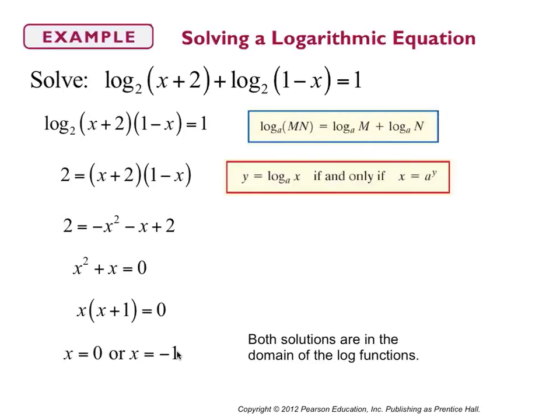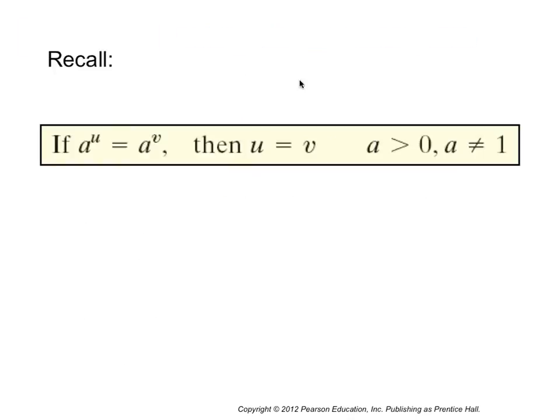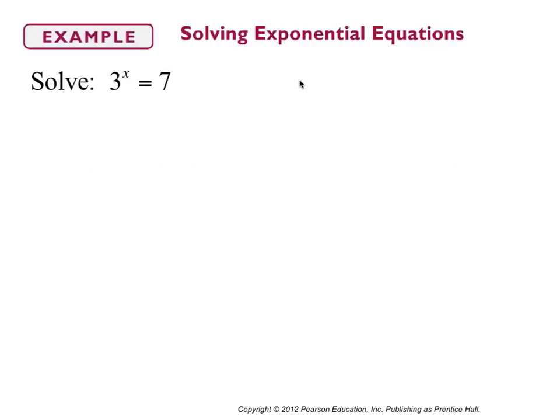Now, again, it's important to check. If we plug 0 in, we get 0 plus 2, that's 2, so that's fine. 1 minus 0 is 1, that's also fine. If we plug negative 1 in, we have negative 1 plus 2, that's a positive 1, which is fine. And 1 minus negative 1, which is 2, which is also fine. So both solutions are in the domain, so neither one of them is extraneous.